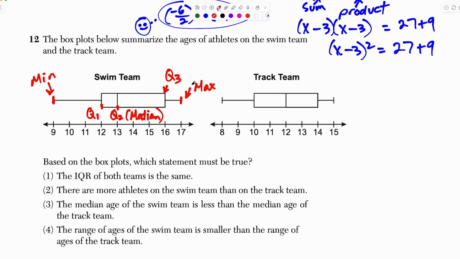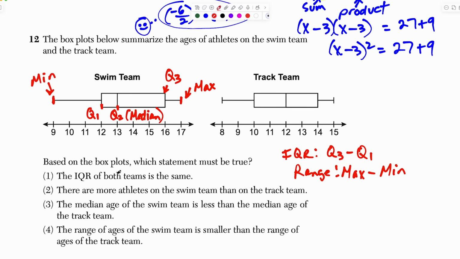And when you're looking at the interquartile range, it is Q3 minus Q1. And then we have the median age, so median is this part here. And the range is another term to look out for. The range is the maximum minus the minimum. So that's just something to be mindful of. So now let's go through these.